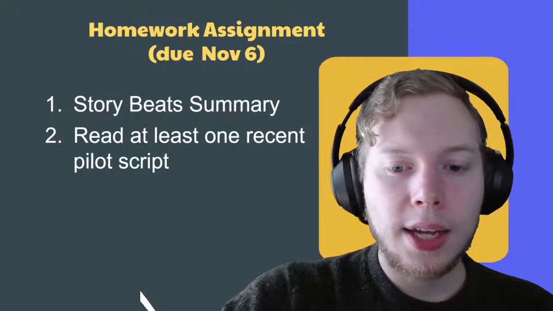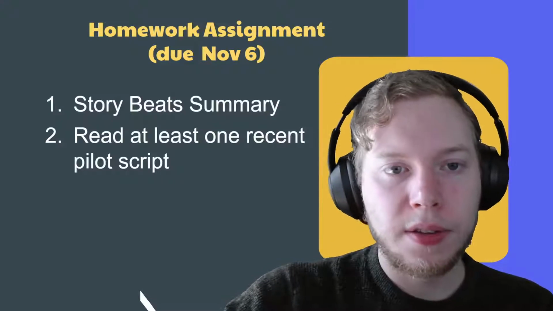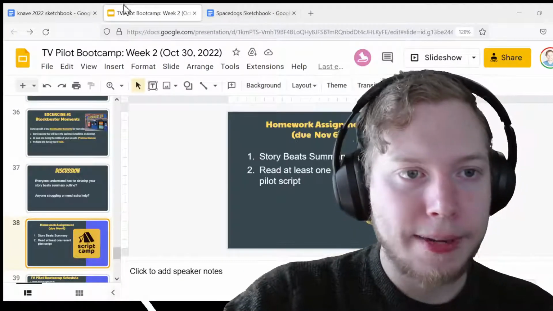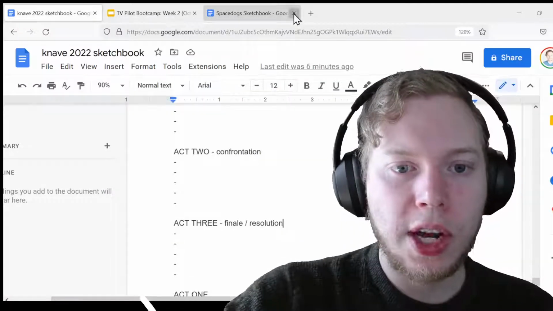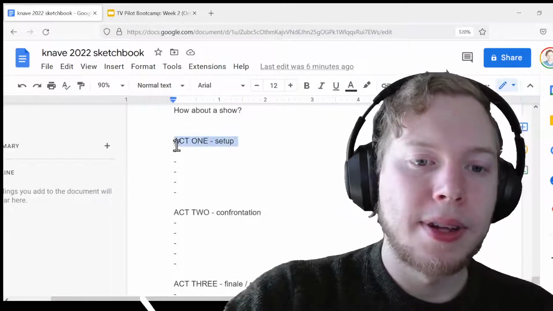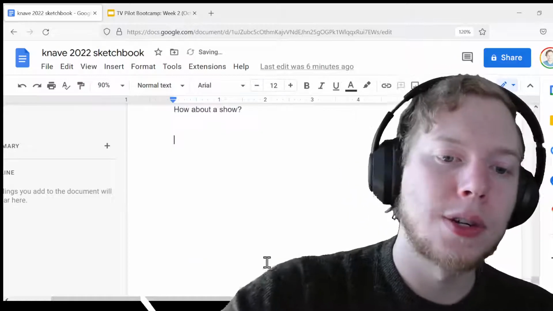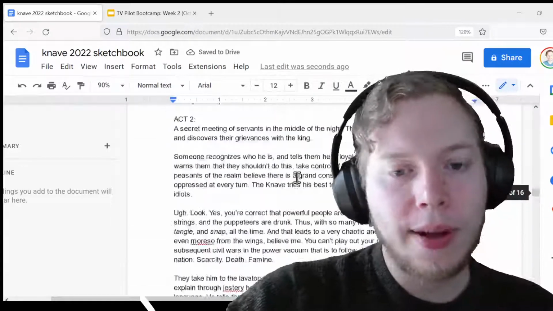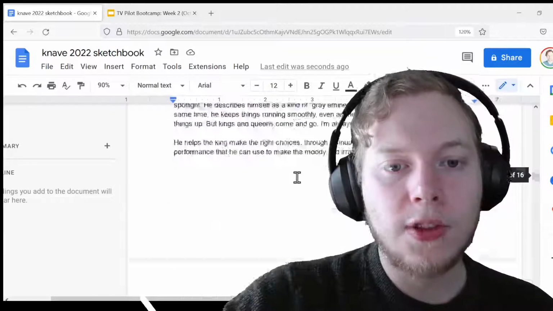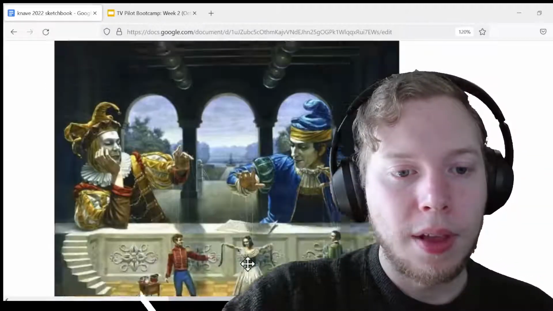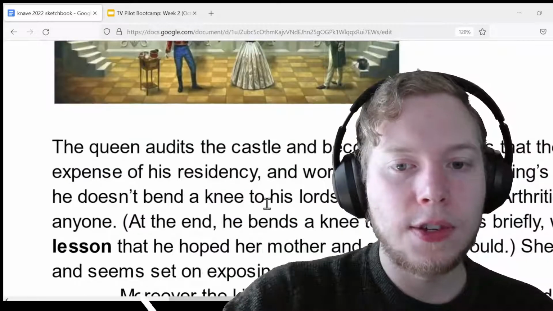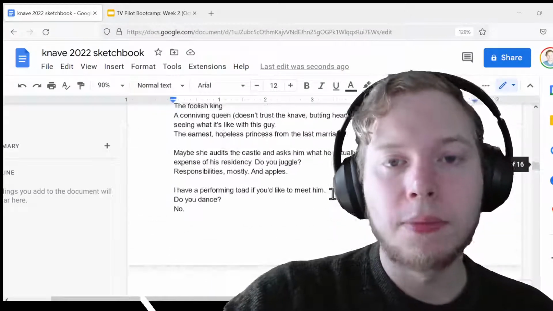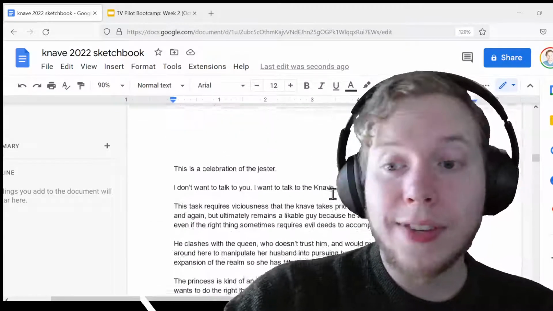Okay, let's look a little bit at my example. This is just the first draft pass at Knave, which is my historical dark comedy. This one is a half-hour pilot, so I'll show you how the story beats are looking and give you a sense of what the sketchbook looks like. I've got about 15, 16 pages of sketchbook for this, including images, video links, and ideas for scenes, and lots of dialogue, because as a TV dark comedy, there's lots of dialogue in the show.